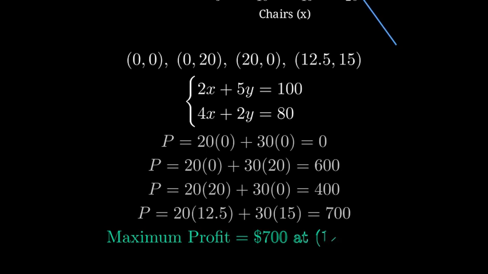So, the maximum profit is $700. That happens at 12.5 chairs and 15 tables. This is the optimal solution inside the feasible region.